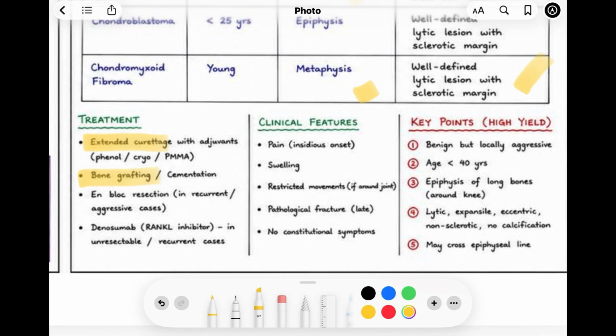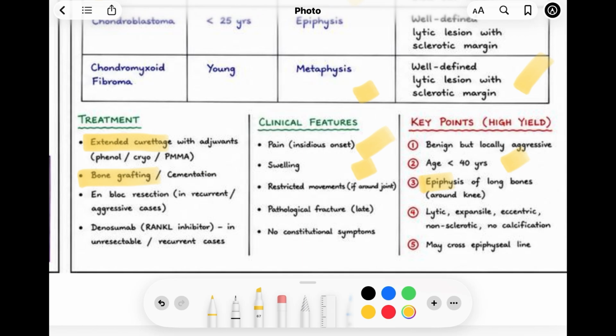Clinical features are not of much importance, but you can see once: pain, swelling, restricted movements, pathological fracture, and there are no constitutional symptoms. The most important point you have to remember from this slide is it is a benign tumor, seen in age 20 to 40 years, and the location is epiphysis, lytic, expansile, eccentric, non-sclerotic, and no calcification. And you also have to remember the soap bubble appearance. If you remember these points, that is more than enough for your NEET PG question solving.